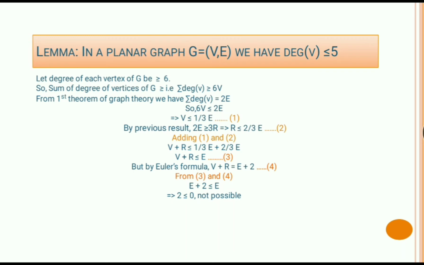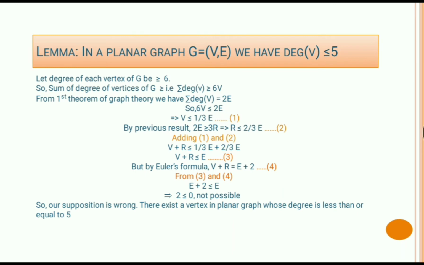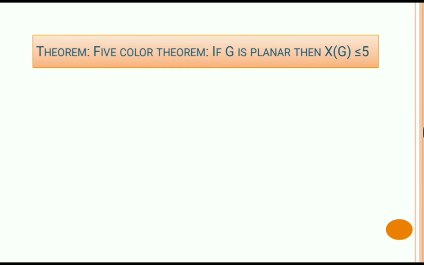So our supposition, we supposed in the starting that each vertex of G has degree greater than or equal to 6. So our supposition is wrong. So there exists a vertex in G which has degree less than or equal to 5. There exists a vertex in a planar graph whose degree is less than or equal to 5. So we'll be using this lemma in our theorem. Okay, so our theorem is the 5 color theorem.